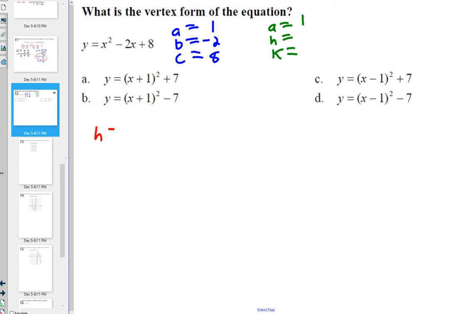So H is going to be... How do you find H? Negative B over 2A. So if B is already negative, you're going to make it positive. 2 divided by 2 is 1.